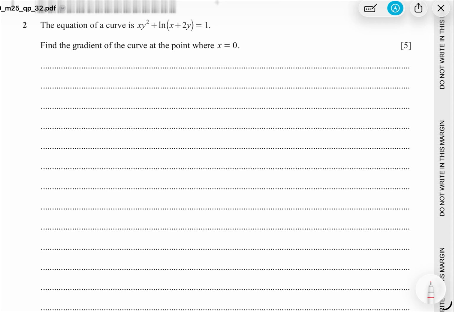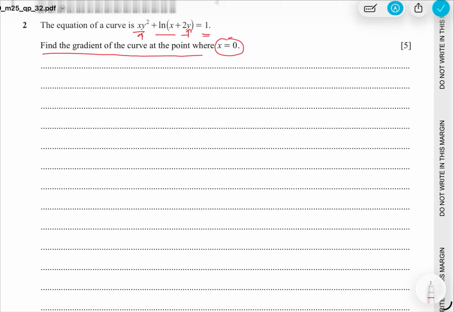All right, learners. Now let's try this question. A curve is xy² + ln x + 2y = 1. Find the gradient of the curve at the point where x equals 0. First things first, I have to find the gradient of the curve and I can see y over here, right? Whenever this is the scenario, you have to find dy/dx, but you also need to know the y coordinate. So I will find out the y coordinate.